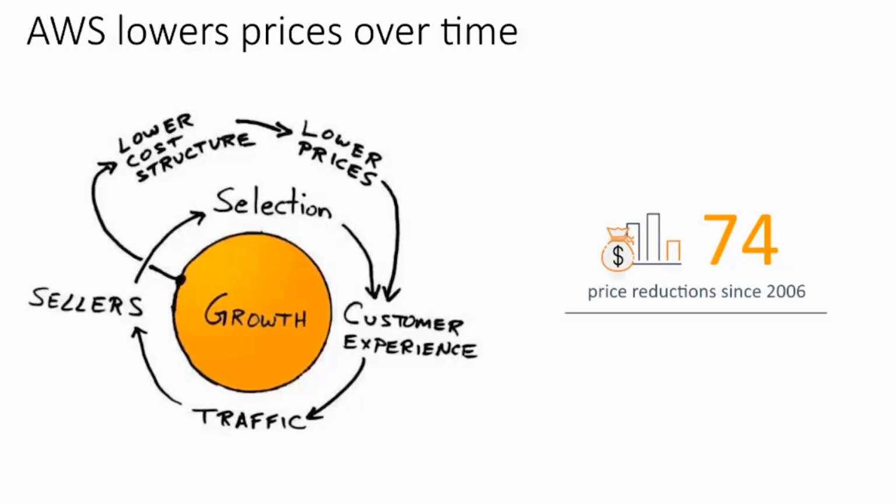AWS is all about long term. And as we grow and as we increase our economies of scale, we pass along this to customers in the form of more than 70 price reductions since 2006. A good example of this is the M5 instance, the newer generation instance, which is more performant and cheaper than the old version, the M4 instance. So without doing anything, you could be gradually saving money as you're using AWS.